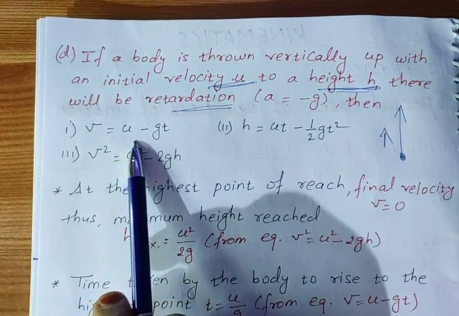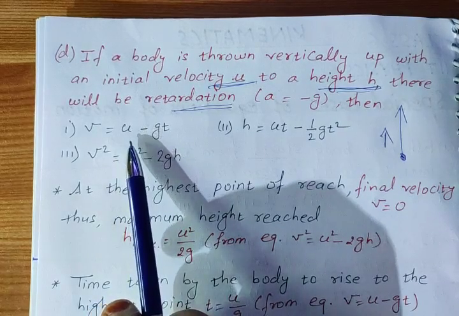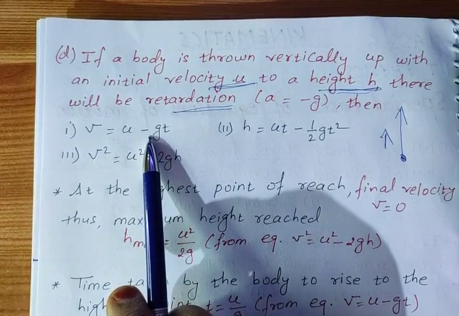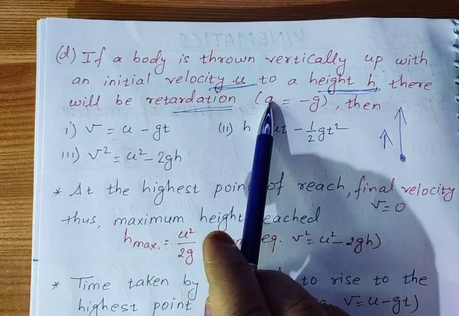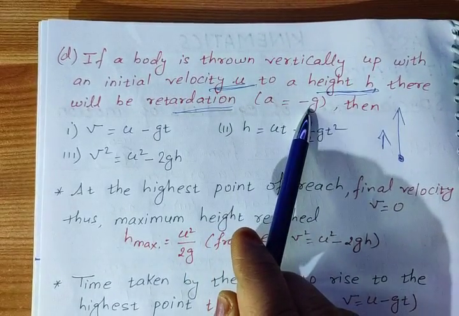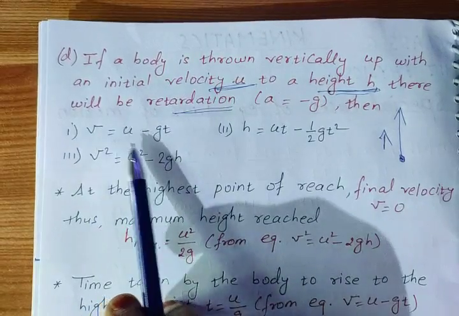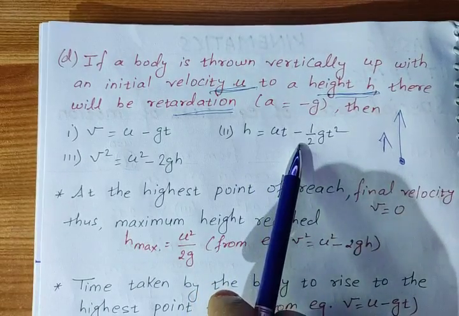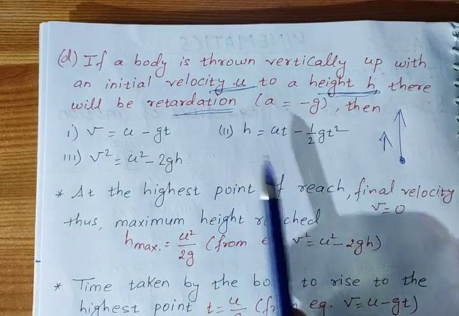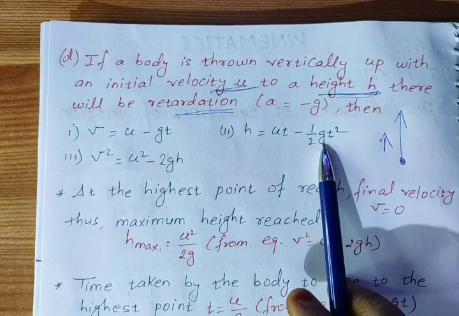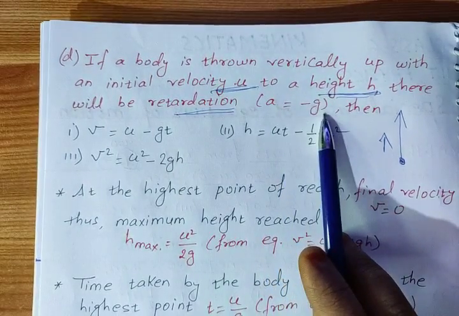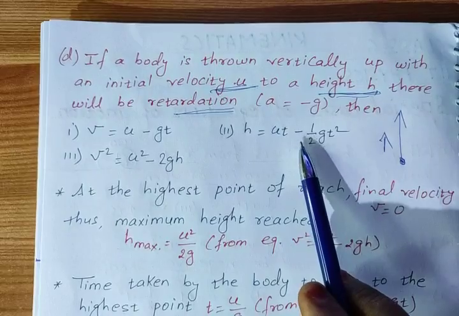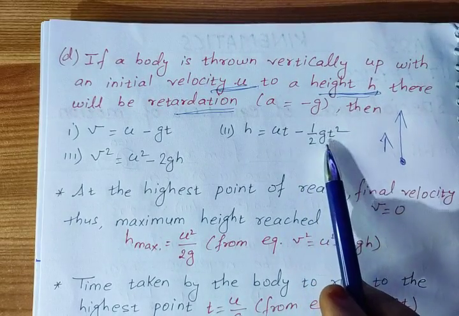Now let's see how the equations change. First one, v is equal to u plus at. You already have the initial velocity u given. Now plus a is replaced by minus g. So v is equal to u minus gt. Second is h is equal to ut plus half at square. Here also plus a is replaced by minus g, so the equation becomes h is equal to ut minus half gt square.